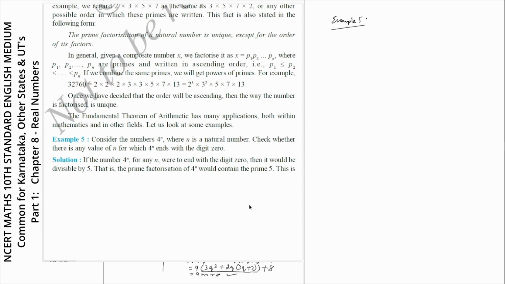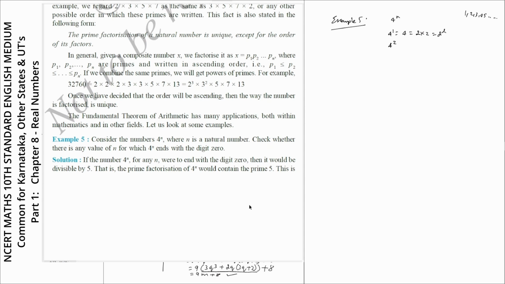So example 5. 4 to the power of n, where n can be any natural number. Natural number means 1, 2, 3, 4, 5 and so on. Now what is 4 to the power of 1? 4 to the power of 1 is 4 only. So this I can write as 2 into 2, that is, the factor of 4 is 2, or I'll write 2 to the power of 2.